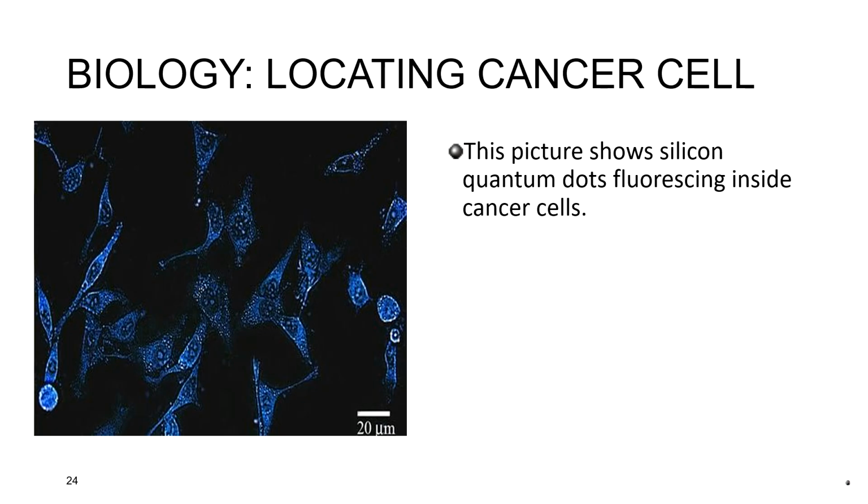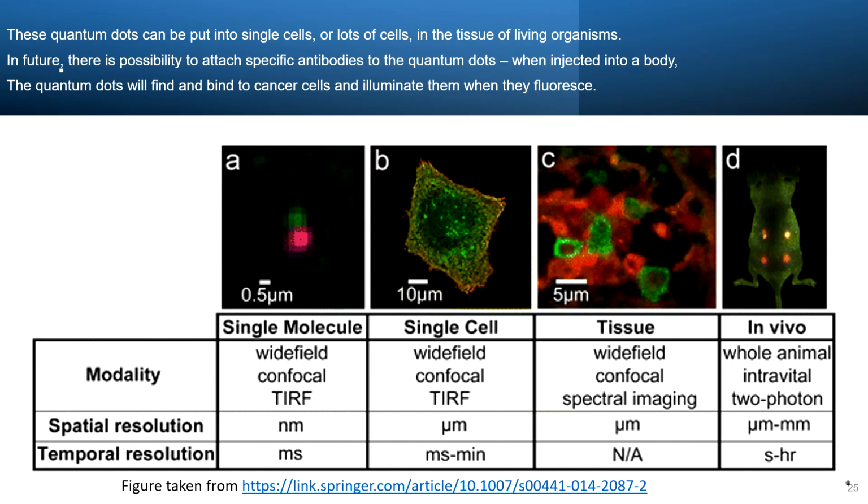And this picture shows silicon quantum dots fluorescing inside the cancer cell, and you can identify where they are, how they are, and what the tumor strength is, and gradually you can find out some treatments using that imaging. And this is typical bioimaging. They are using this quantum dot.